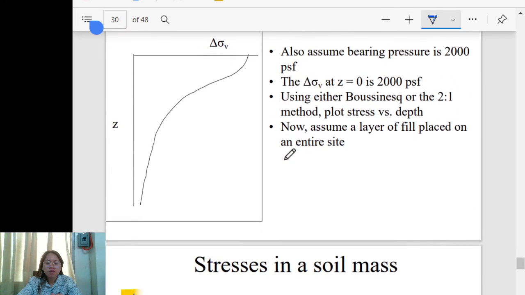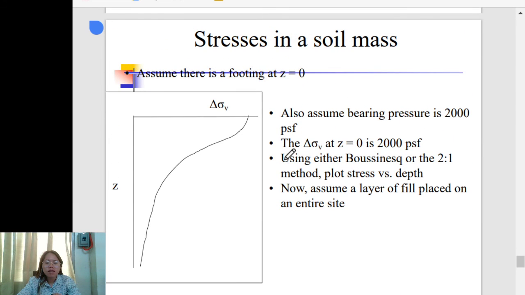And let us proceed. Assume there is a footing at z is equal to 0. So actually it is the same concept as before. This is explained. Also assume a bearing pressure of 2,000 pounds per square foot. Then the change in vertical stress is 2,000 pounds per square foot. Using either the Boussinesq or 2:1 method, plot stress versus depth. Now assume a layer of fill placed on this. The behavior is still the same, right? The graph.